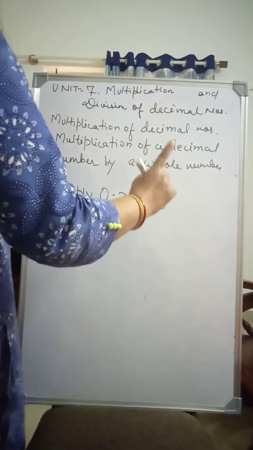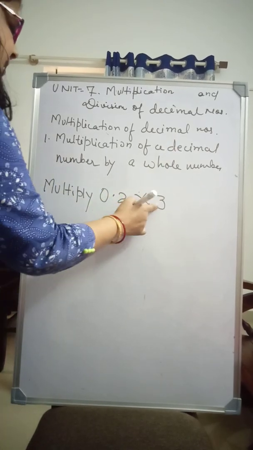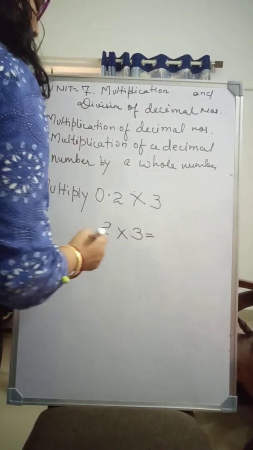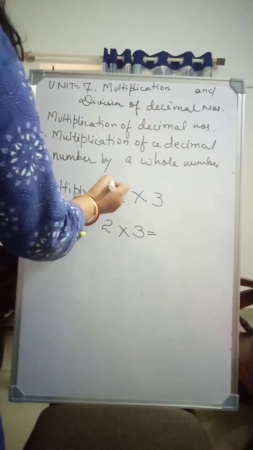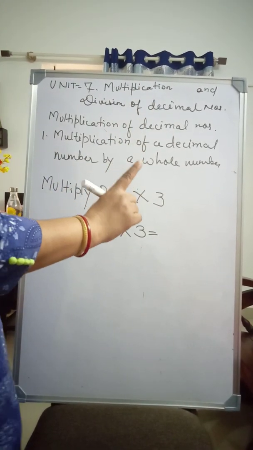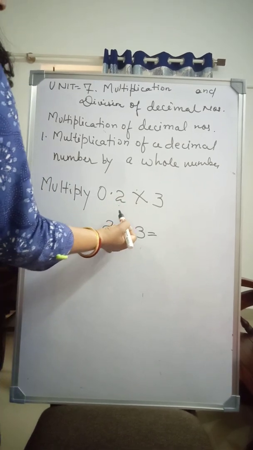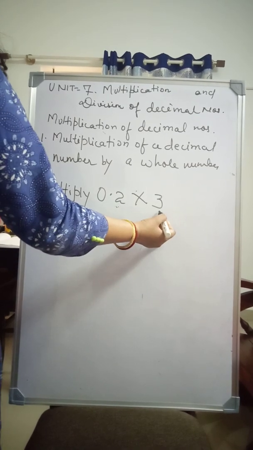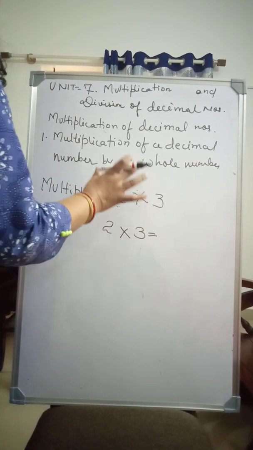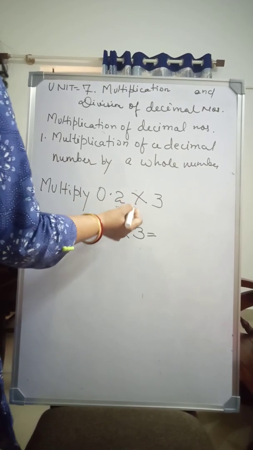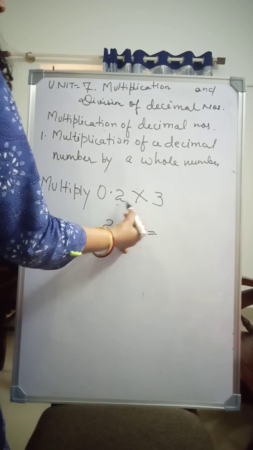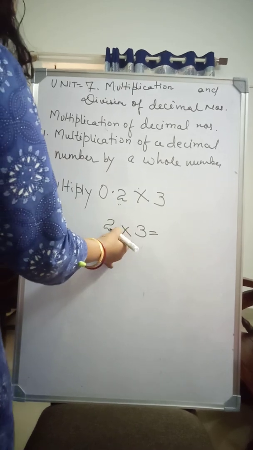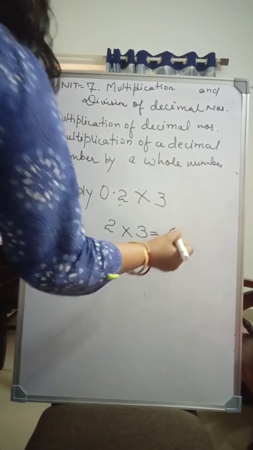So here all of you see that this 0.2 is a decimal number and 3 is a whole number. So first step, multiply these numbers 2 and 3 and ignore this decimal point. First point always you should remember. So here 0.2 is the multiplicand, a decimal number, and the multiplier is a whole number. So just forget about this decimal point. We will multiply the numbers 2 and 3. Just multiply the numbers ignoring the decimal point. So 2 times 3 is 6.